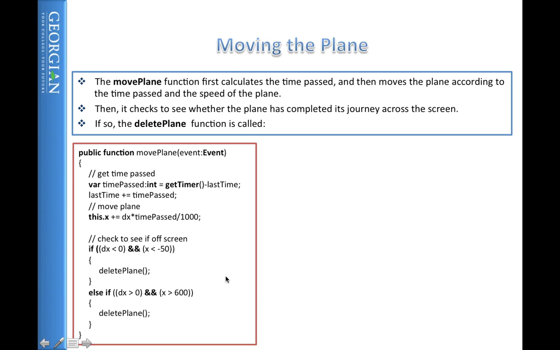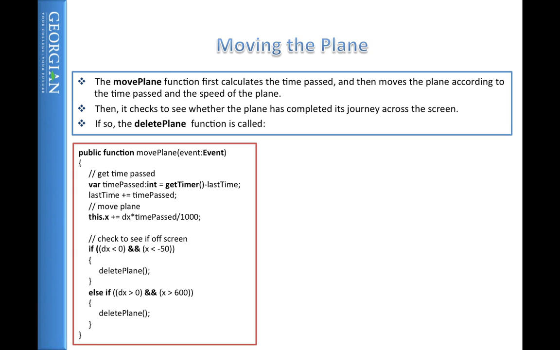Or if it's greater than 0, so we're traveling in the positive direction, going to the right, and where our plane is greater than 600, so off the screen at 600, then delete the plane. So both times, the delta x being positive or negative just tells you the direction we're going in.